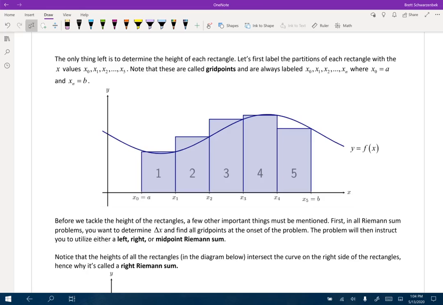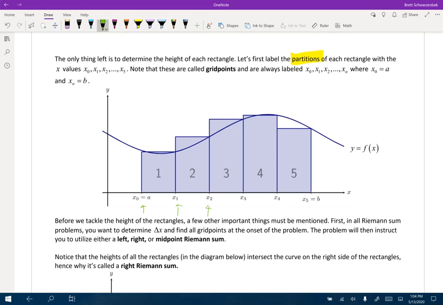We're going to have to wait a little bit. We have to go through some concepts first before finding that height, because there are some things it depends on. But before we get there, basically we need some labels and some concepts. So first things first, we call them partitions. So each one of these rectangles basically is split up into partitions, right?